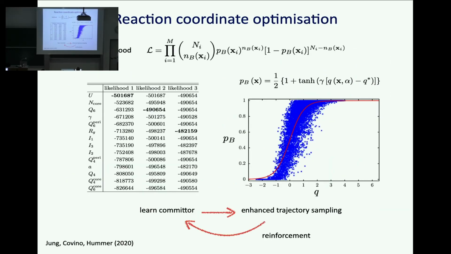That's maybe shown next time. This is the end. I'm coming to the end. So what we would like to do, following ideas of Jung, Covino and Tuma, is to develop machine learning procedures to learn the committor, to use the information that we have learned to do enhanced trajectory sampling in a reinforcement cycle. That sounds like a great cliffhanger. Yeah, a great cliffhanger. So stay tuned. In the next conference, we will talk about that.